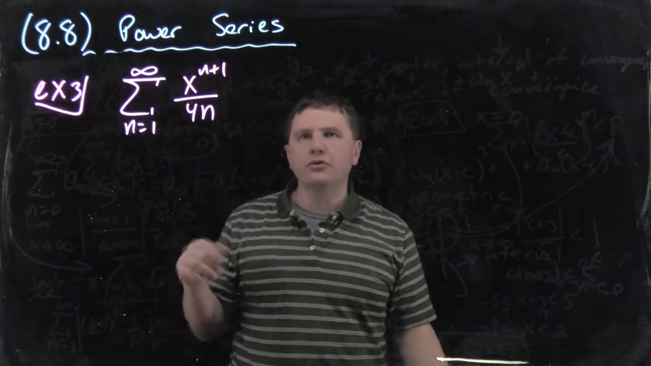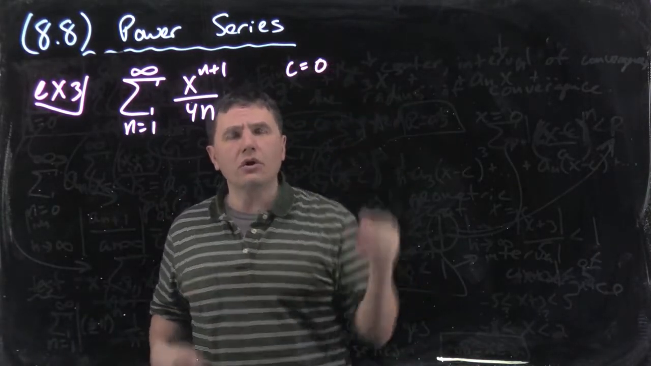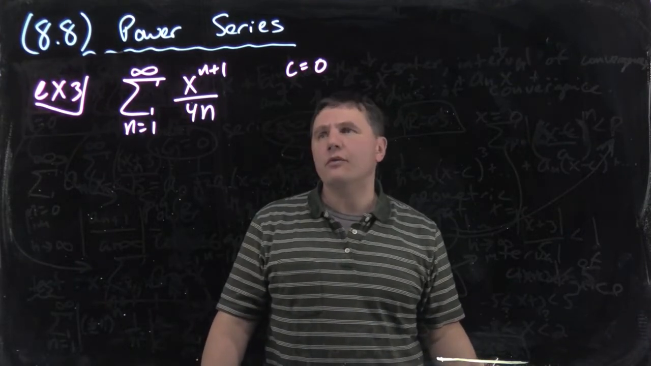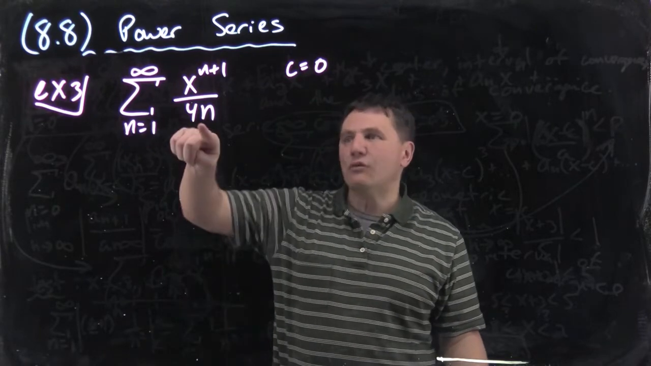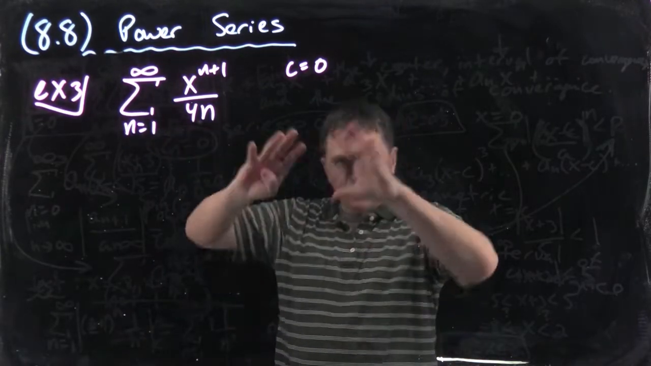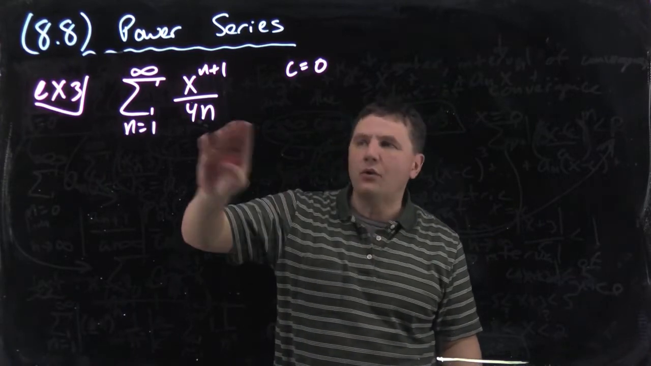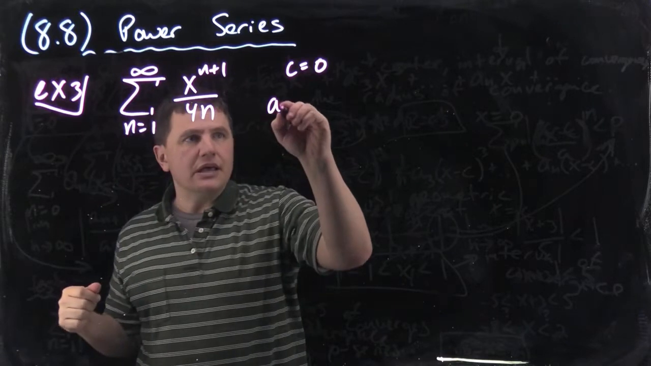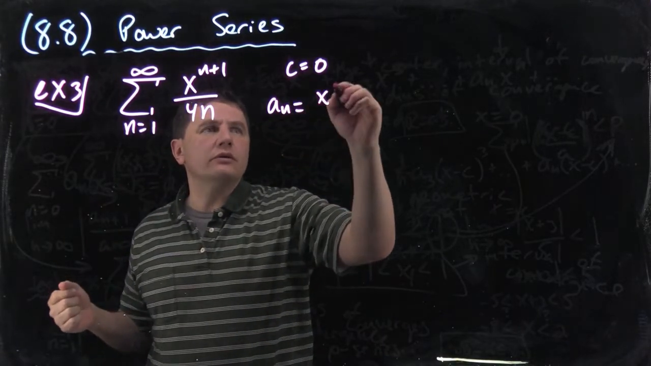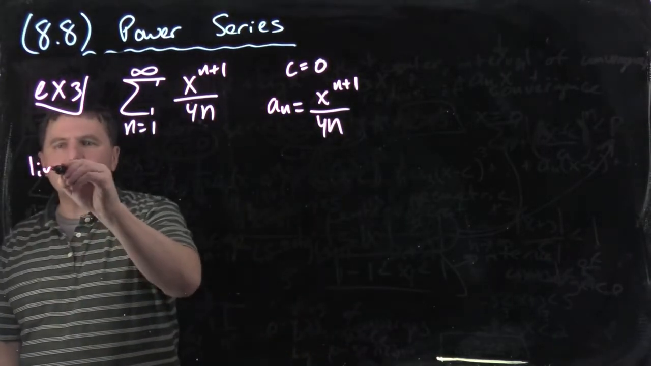Okay, so example 3, we're doing the same thing. The center is equal to 0 if they ask that. And then from here, realize that for the interval and the radius of convergence, I can't write this as geometric. The only way I can write this as geometric is if I can put everything to a single n. I have that n outside of that, so I have to do the ratio test. That's the only option. So a sub n is equal to our term here. Just get in the habit of doing that every time.